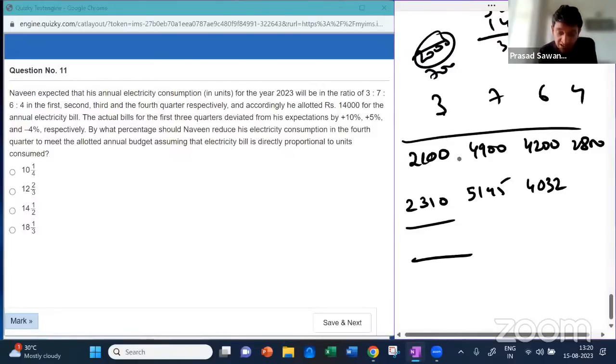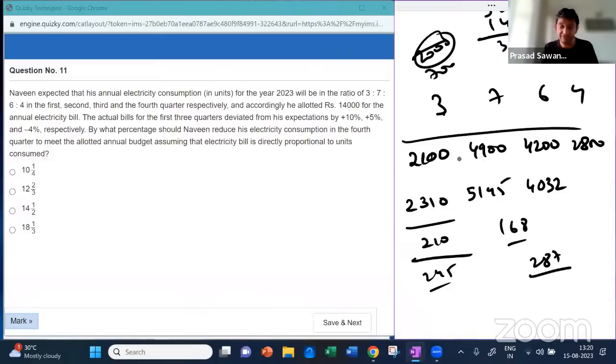ठीक है, तो यहाँ पे I'm talking about an increase by 210, 10% से बढ़ गया. यहाँ पे I'm talking about an increase by 245 and a decrease by 168. ठीक है, तो 245 minus 168 is 77, 210 plus 77 is 287, 287 by 2800. So 10%, 10 और 11 के बीच में कुछ है, 10 and 1/4 I think, yeah, 287, perfect.